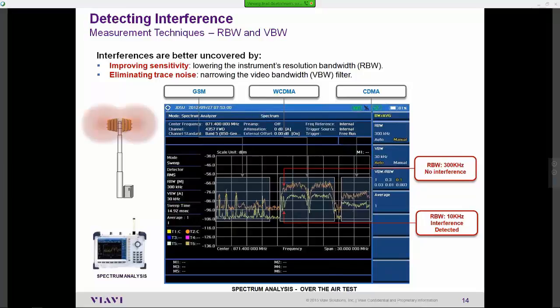So be careful when placing carriers next to each other, but also recognize that in terms of settings, you can clearly start seeing more details as you lower the resolution bandwidth.